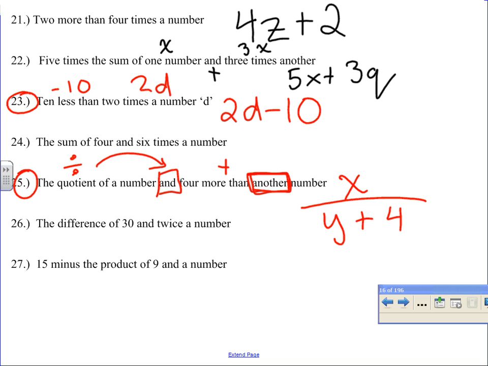Let me explain that one more time because some of you guys still look confused. The quotient of a number. So we're dividing a random number. Charles called it X. Quotient of a number, and is where you put your division symbol. 4 more than another number. 4 more than another number. That's why you have to change the variable. Doug?